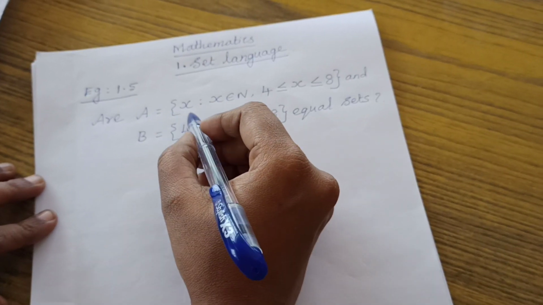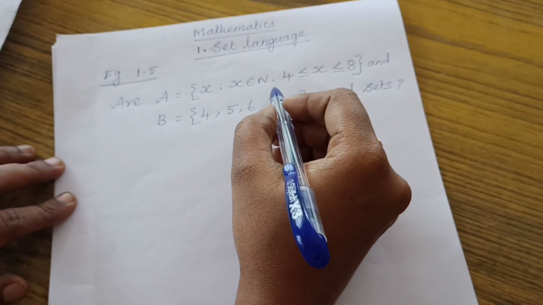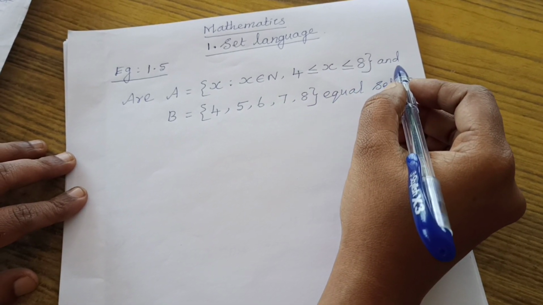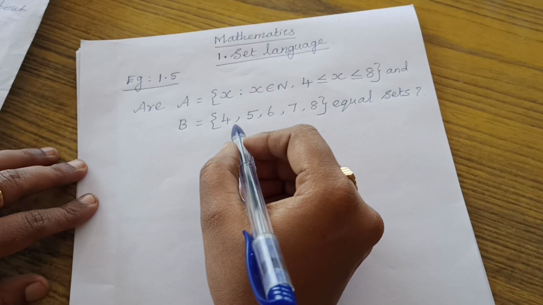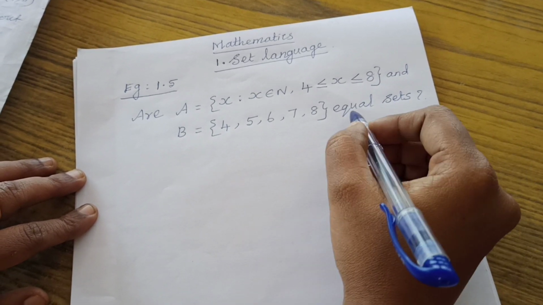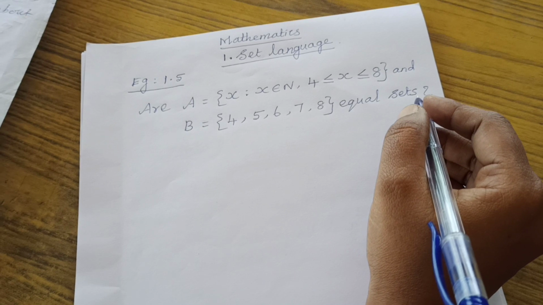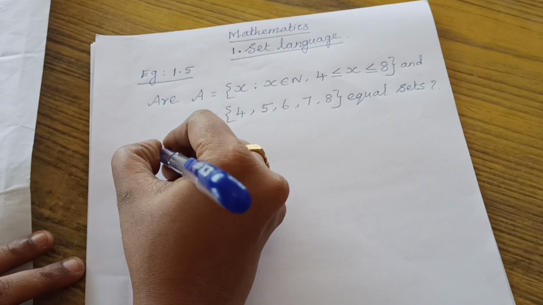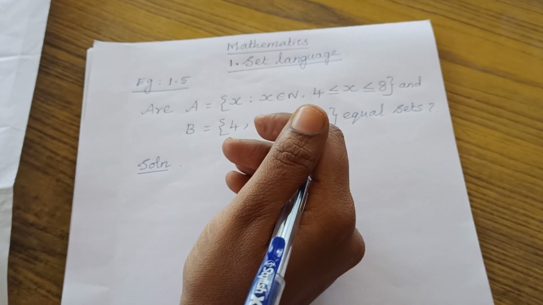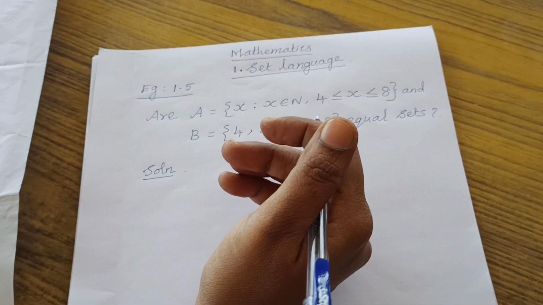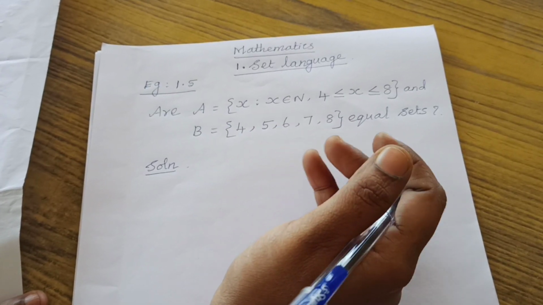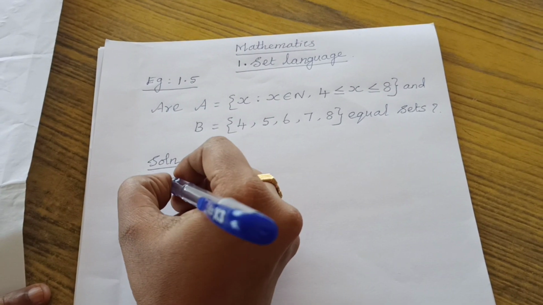A is equal to set of x such that x belongs to N, 4 less than or equal to x less than or equal to 8, and B is equal to set of 4, 5, 6, 7, 8. Show they are equal sets. Okay. So, solution we have to write. What is meant by equal set? Two sets are said to be equal if they contain exactly the same elements.